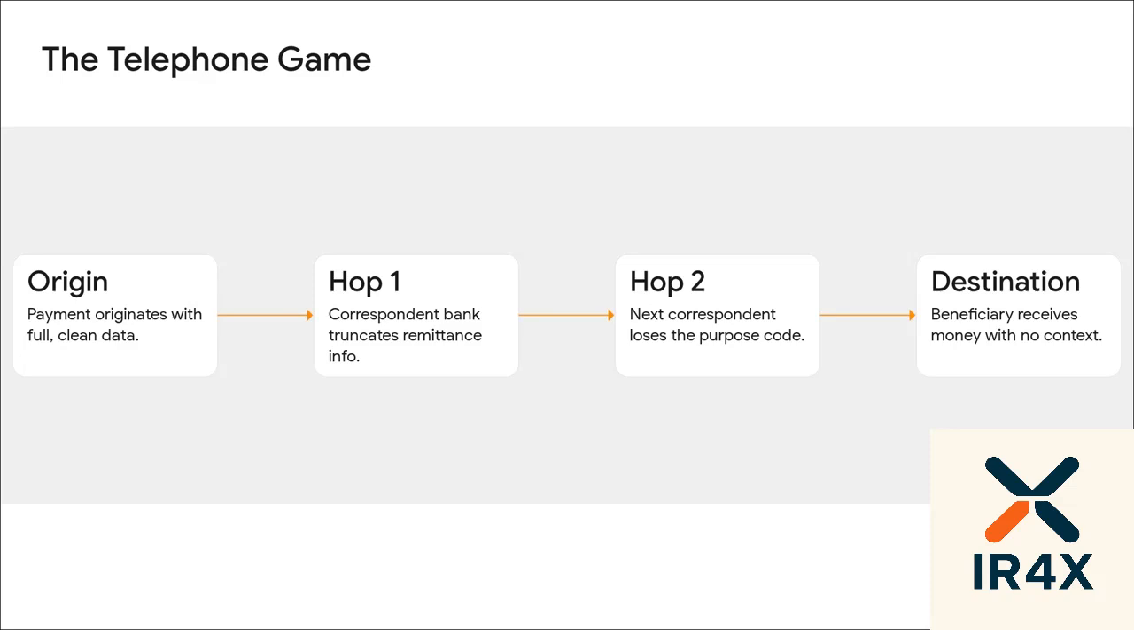And sending money across borders? Oh, that was even worse. Think of it like that childhood game of telephone, but you're doing it with millions of dollars. A payment would leave London looking perfect, but by the time it bounced through a couple of other banks and landed in Mumbai, key info like the payment purpose code could be totally gone. The money shows up, but its meaning? Poof, lost along the way.